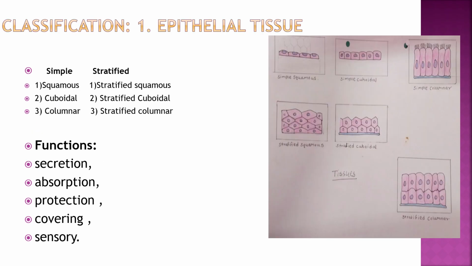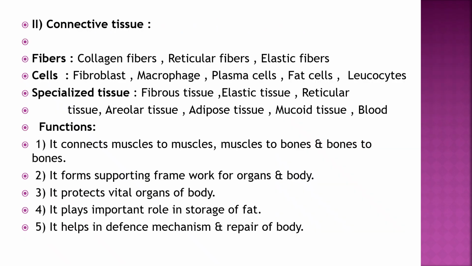The function of epithelial tissue is mainly covering of the body, for example by skin, so protection. Then covering of organs like liver, kidney, protection of body and organs. This is the main function of epithelial tissue. Second is connective tissue. Mainly it is blood, that is liquid connective tissue. Then fibrous tissue, elastic tissue, adipose, reticular tissue, and cartilage.